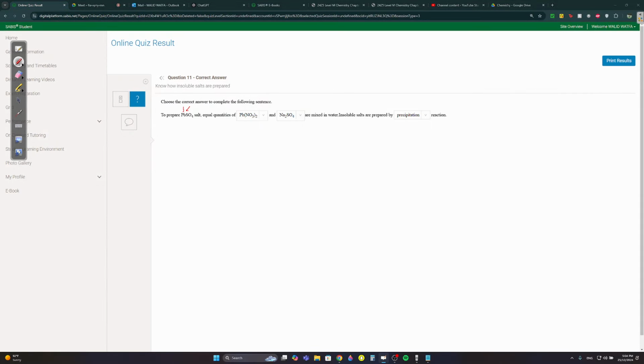So, you want an insoluble salt. So what method are you using? Precipitation method. What do you need for precipitation method? You need 2 soluble aqueous solutions. They don't have to be salts as long as they're aqueous.